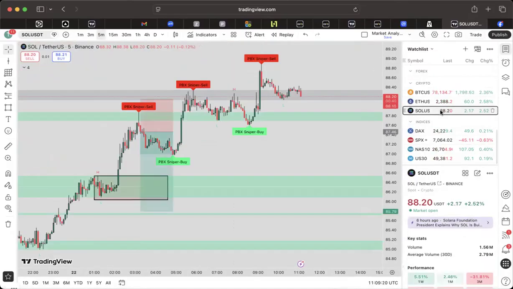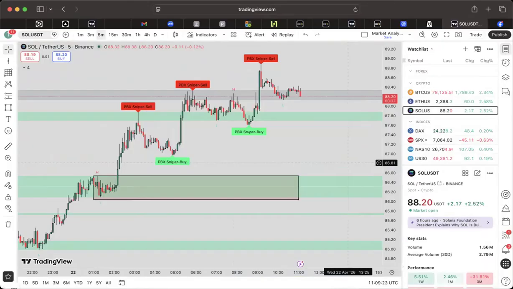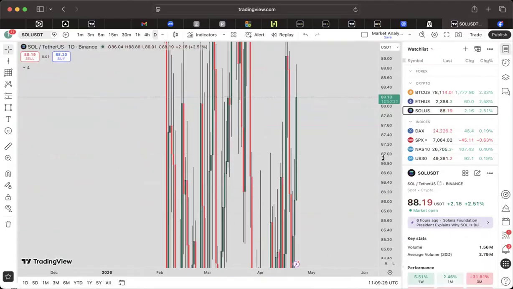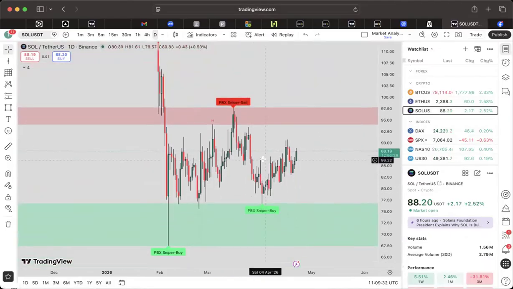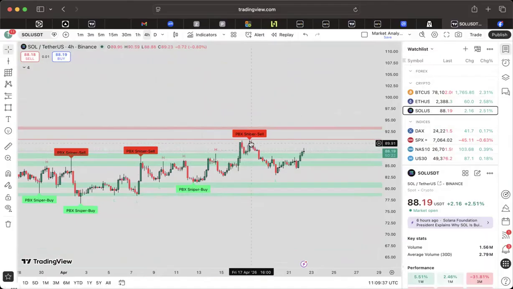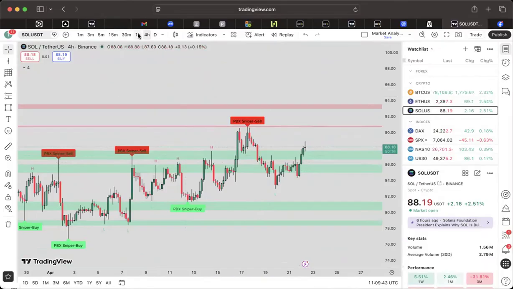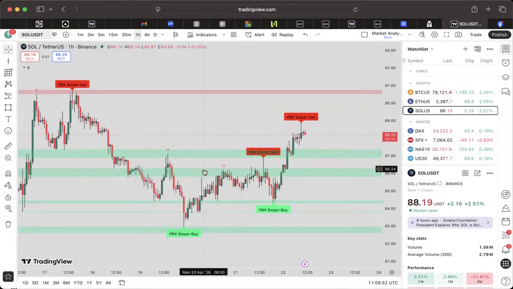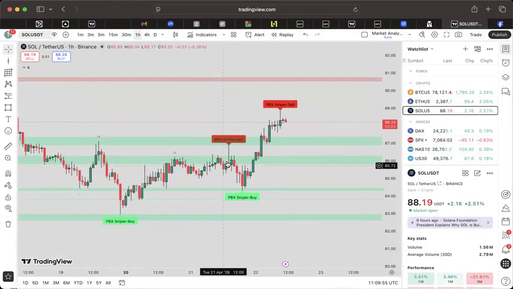Let's look at Solana. So if we're on daily, go on 4 hours. So there was no signal to buy on 4 hours. So you go to 1 hour. So there was a signal. And this one, there was a signal for sell, but that was yesterday. You're looking at, even this one was yesterday.